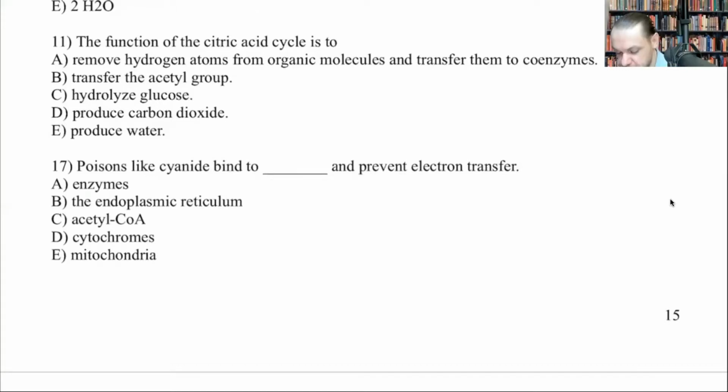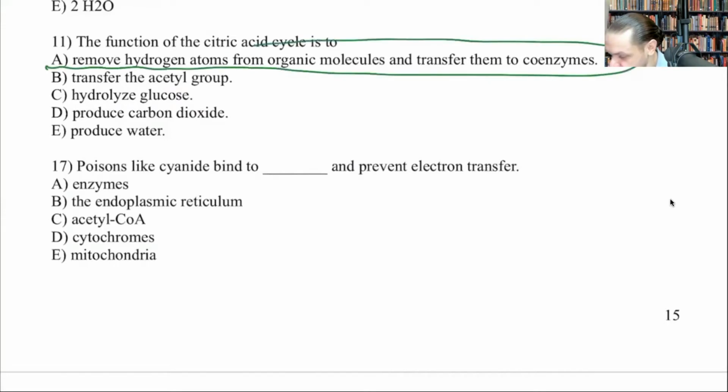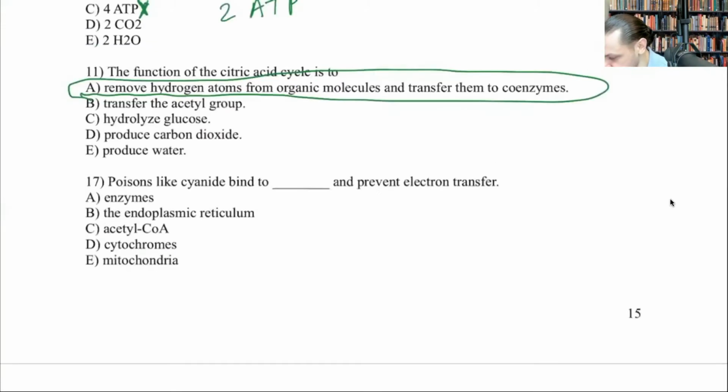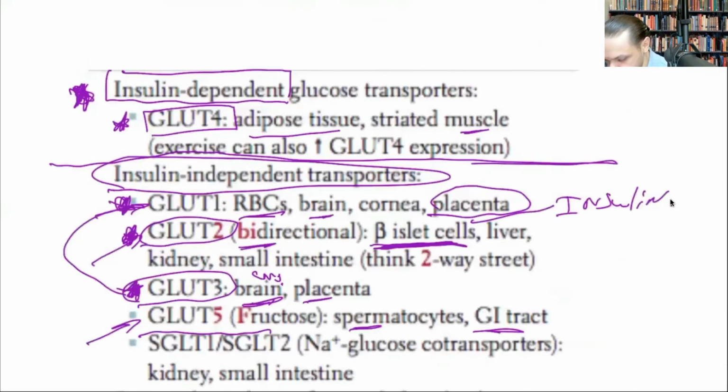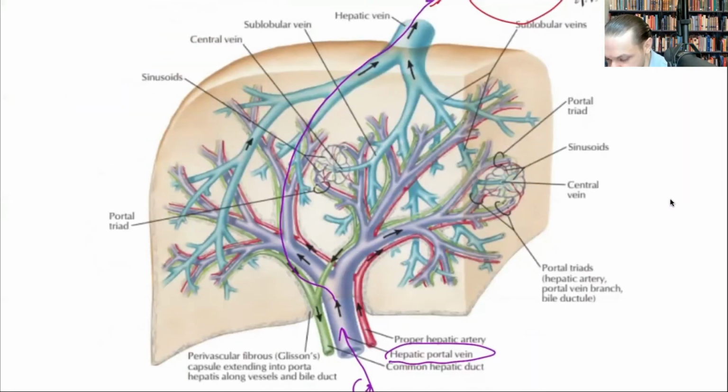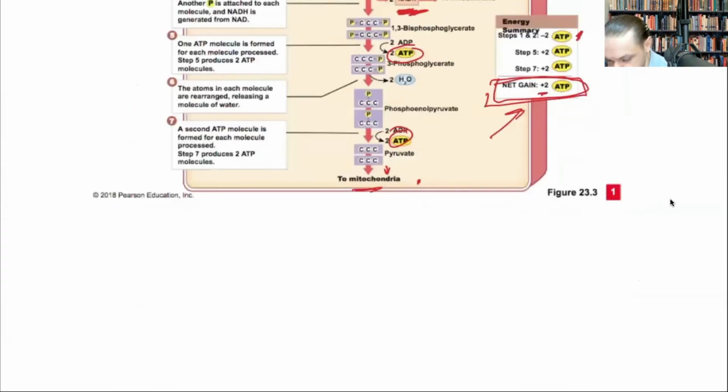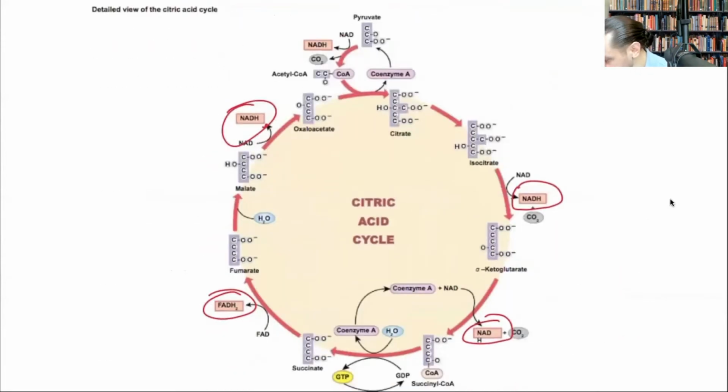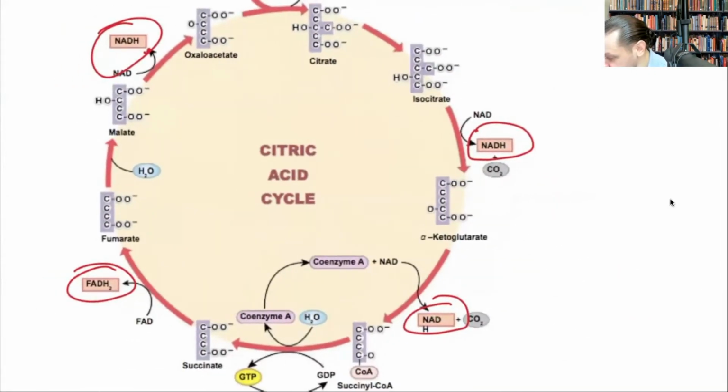So it doesn't hydrolyze glucose. I know I didn't go too much in depth in this, but the function here is this. Let me show you one second. Let me go back to that. So it's basically to remove hydrogen atoms and then place them on these coenzymes. You see how it's taking the NAD and making NADH, 1, 2, 3, and then it has the FADH.